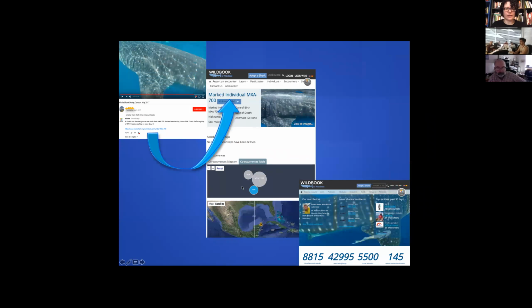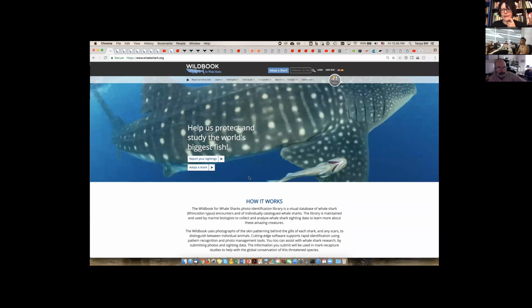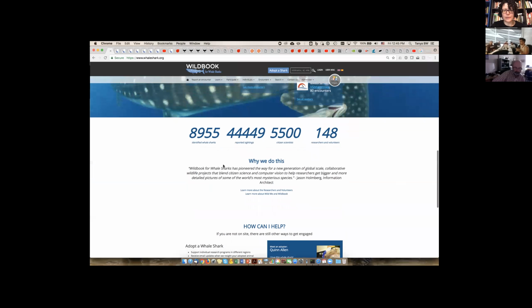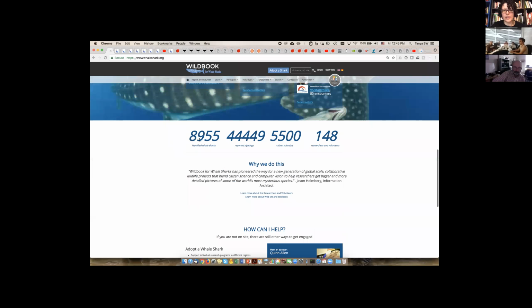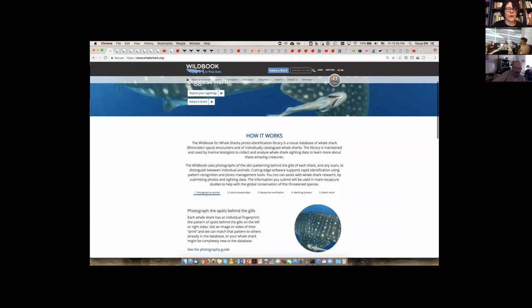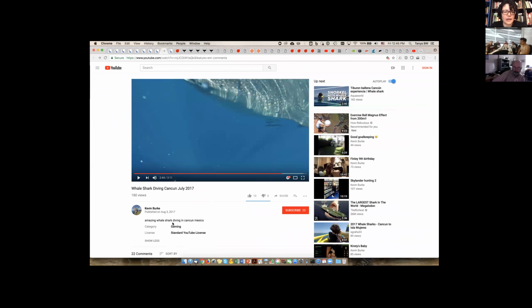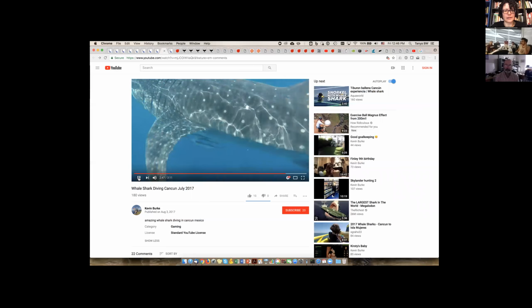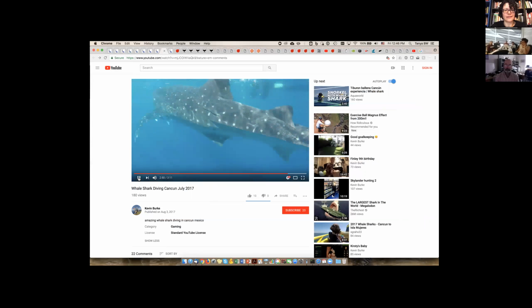And I'm actually going to switch to a demo. So we've built several of these Wildbooks. This is Wildbook for whale sharks. It started out with several hundred known individuals. Today it's nearly 9,000. One of the things that we do for whale sharks, we started scraping YouTube videos and use our algorithm for identifying individuals in videos. So you can see here. You can even hear it.